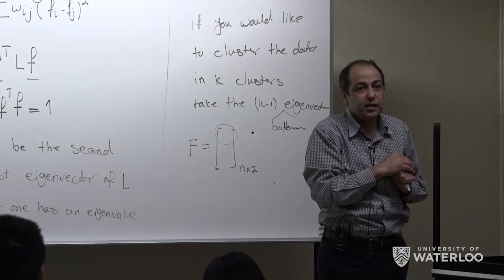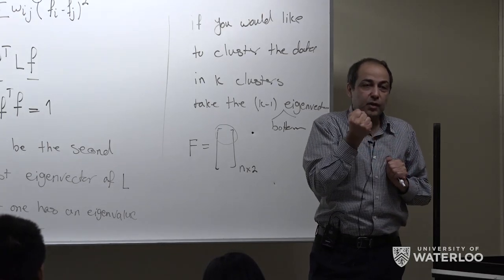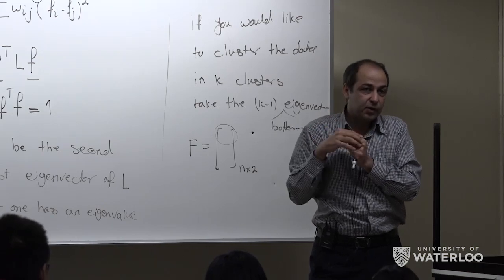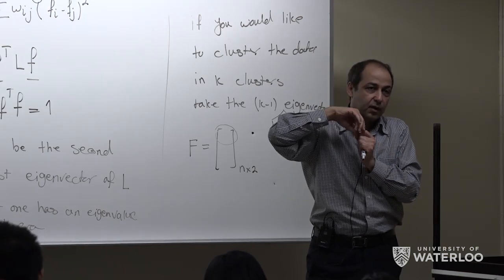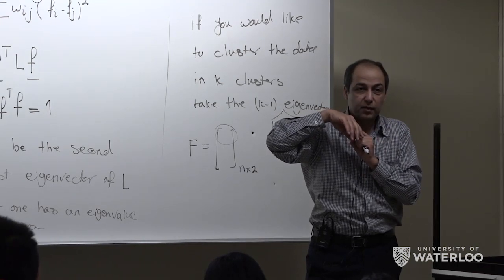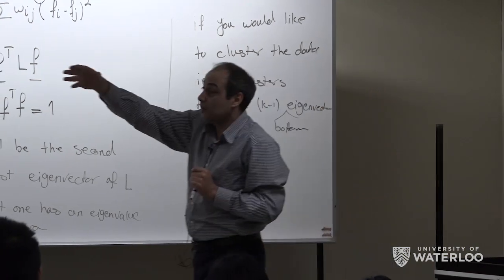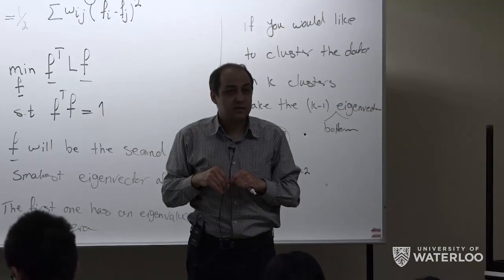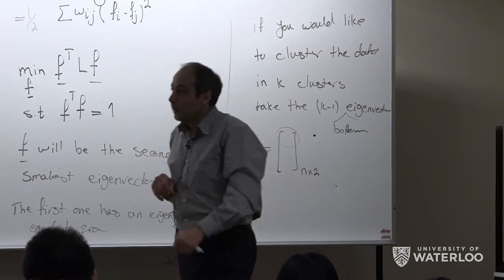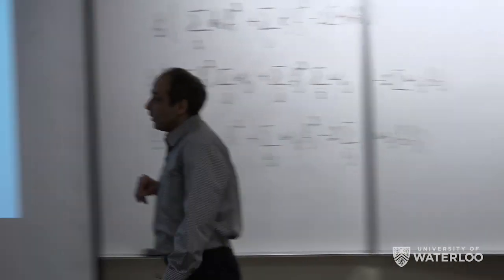It's a small relaxation. You don't force elements of F to have certain values according to the cardinality of set A and A bar. Because at the end of the day, we wanted to cluster points based on the sign. We still do the same thing. Okay.